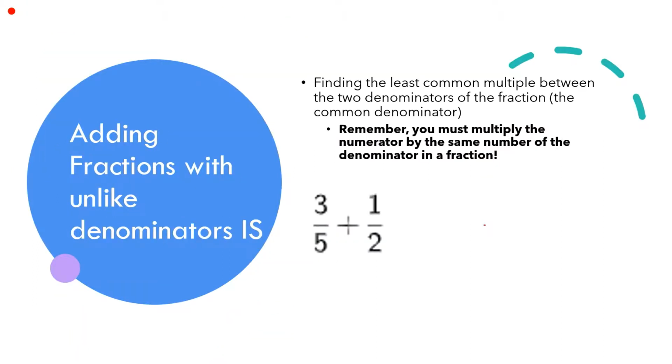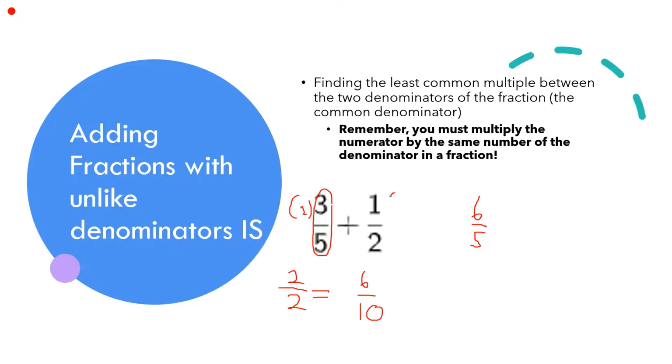Adding fractions with unlike denominators is finding the least common multiple between the two denominators of the fractions. And remember, this is very important. You must multiply the numerator by the same number as the denominator in a fraction. Why is that important? Well, if I were to just multiply this by 2, I would have 6/5, which isn't right, because 2 is not equal to 1, and we want the fraction to have the same value. So we have to multiply by 2/2 in order to get 6/10 for the least common multiple between the two.